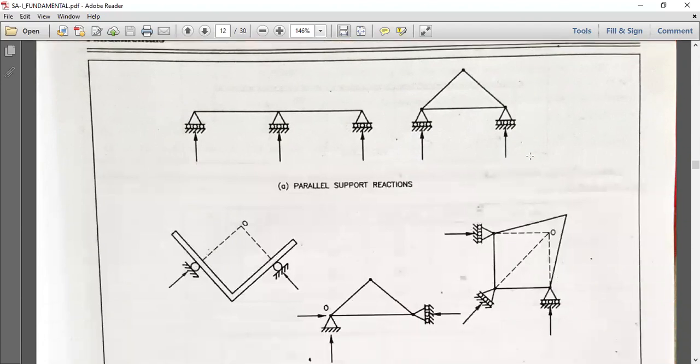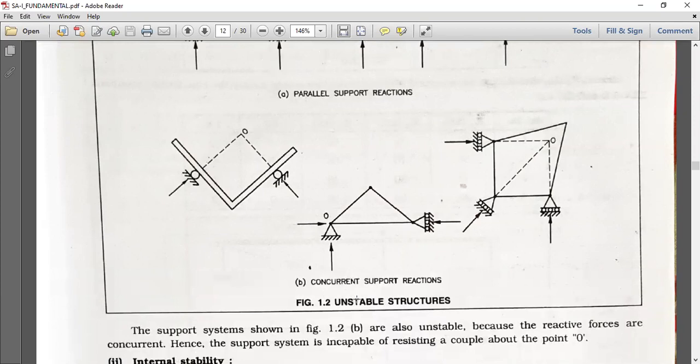Let us see the parallel support reaction. In this figure, there are different members: beam, frame, grid, etc. and truss. Also, we can show the members and supports, which are indicated by supporting systems like this: roller support, simple support, also link roller support, and the arrow shows the direction of reaction, which is parallel to the support direction. These are the parallel support reaction and the concurrent support reaction.